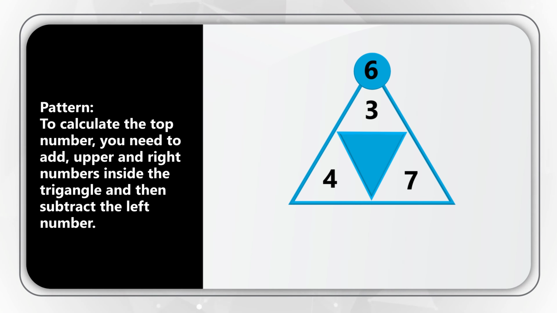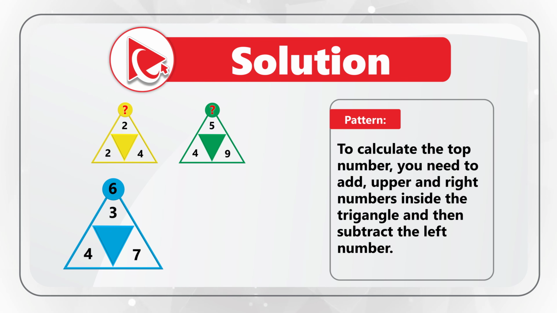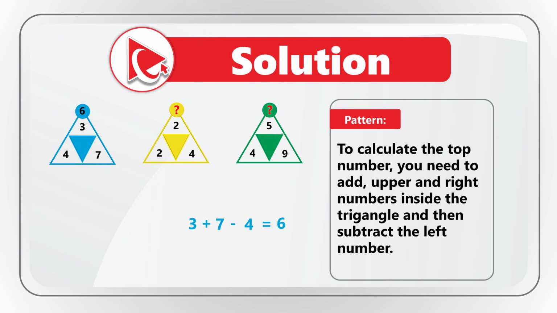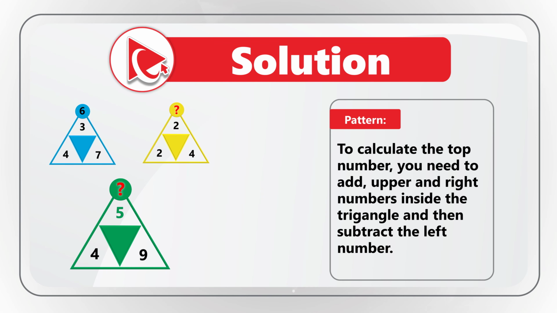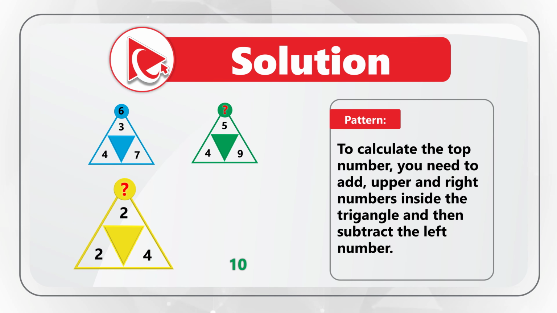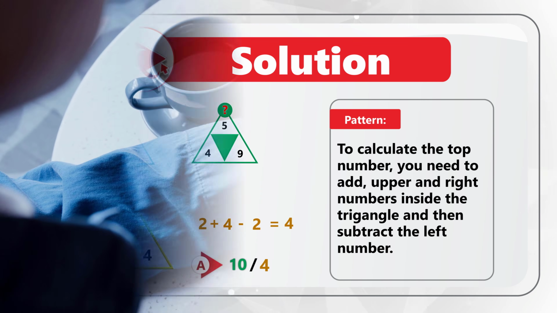The pattern here is that to calculate the number on the top of the triangle, you need to use the inside upper number added to the number on the right, and then you should subtract the left number. For example, for the blue triangle, which has all the numbers, the calculation will be 3 plus 7 minus 4 equals 6. For the green triangle, the calculation will be 5 plus 9 minus 4 equals 10. And for the yellow triangle, the calculation will be 2 plus 4 minus 2 equals 4. So the correct choice here is answer A, 10 and 4. Did you figure it out?